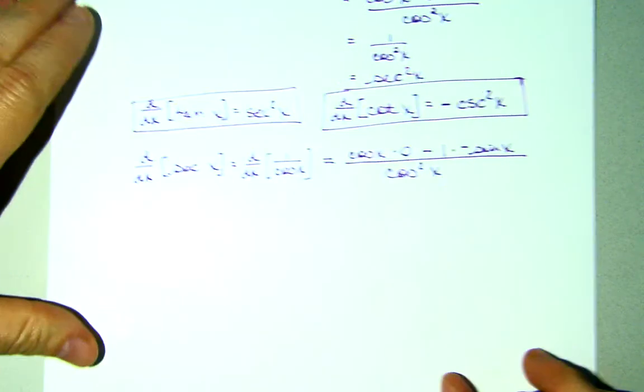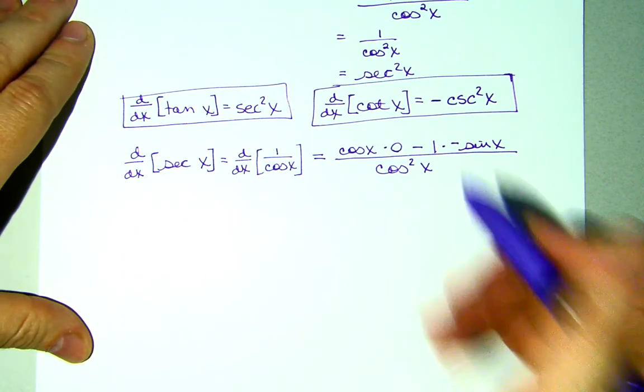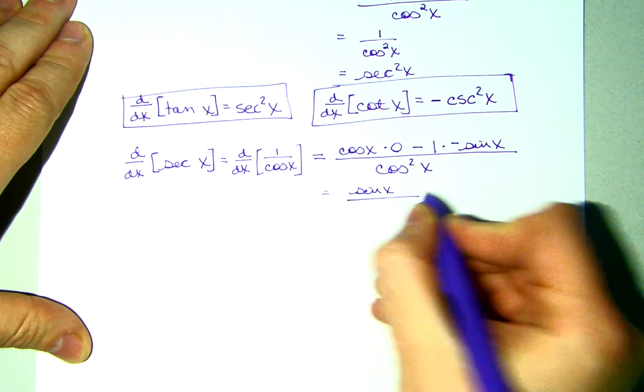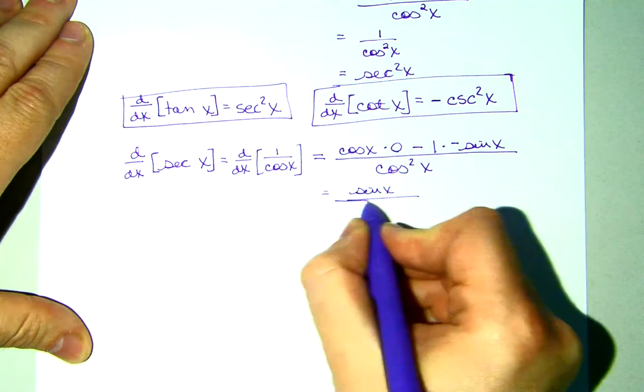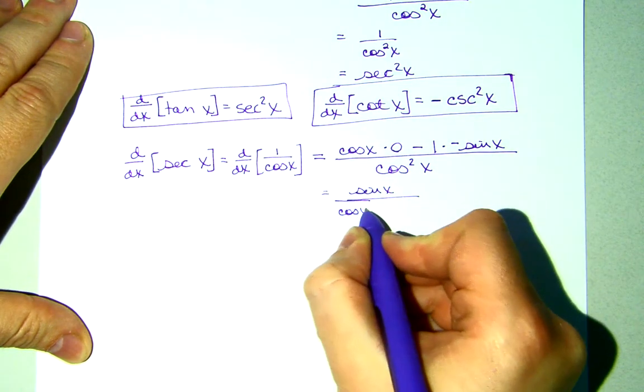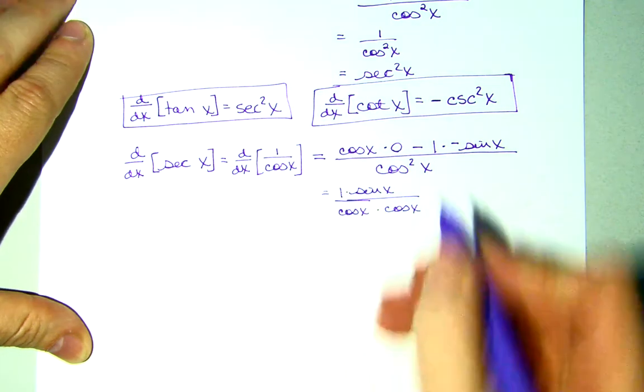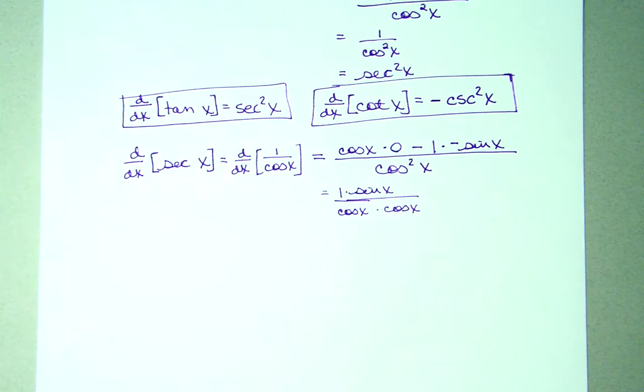So, this should become sine x over cosine squared x, yes? Right. To simplify this, I'm actually going to write the bottom as cosine x times cosine x because I can do a little bit of work with this. And I'll write the top as 1 times sine x.